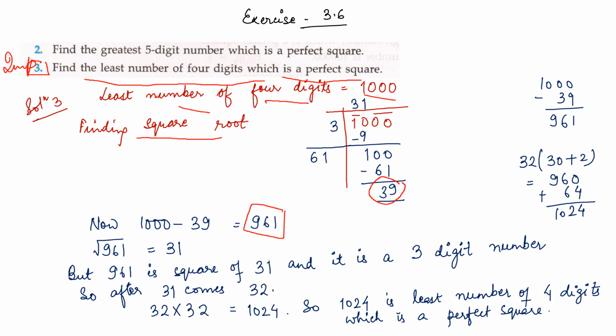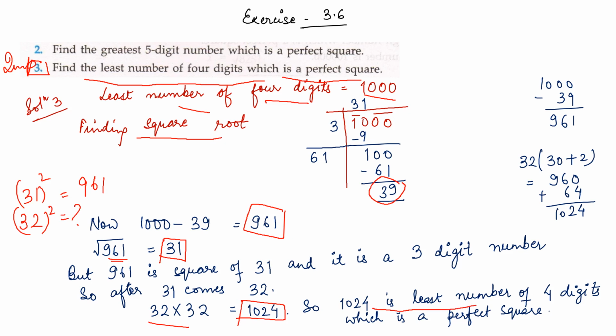Now 961 is the square of the number 31. And moreover, 961 is a 3-digit number. We have to find a 4-digit number. So, the square of 31 is 961. Then what will we do? Let us see what is the square of 32. So when we multiplied 32 two times, we got 1024. So 1024 is the least number of 4 digits which is a perfect square.